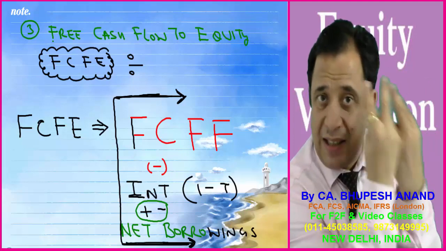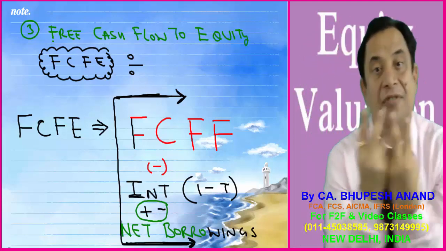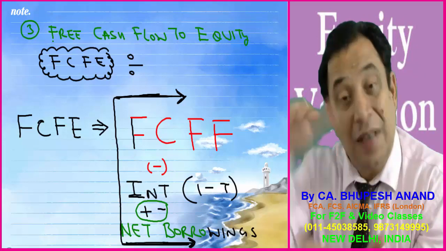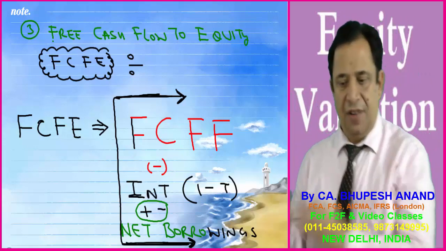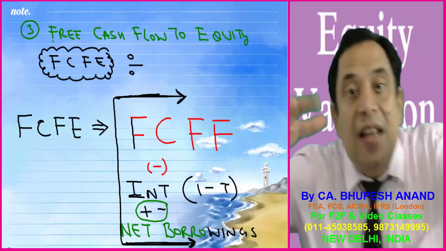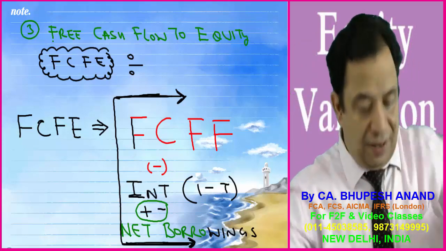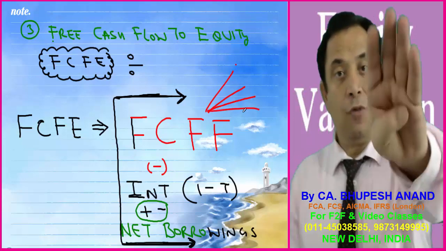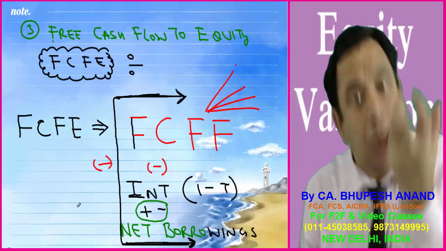Now, because interest is a revenue expense, it can be debited in the profit and loss account. So I will be taking after-tax interest, and the principal amount is a capital amount, minus principal. So please write down this formula: FCFE is equal to FCFF, that is free cash flow for firm, which can be calculated by 4 models. Minus, because I want to calculate for equity.